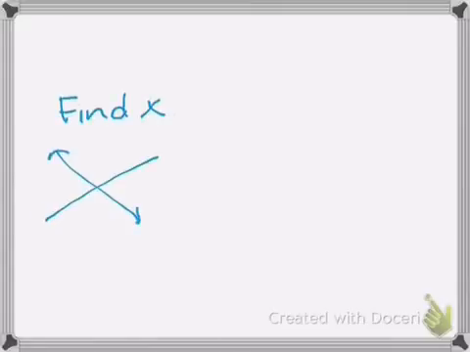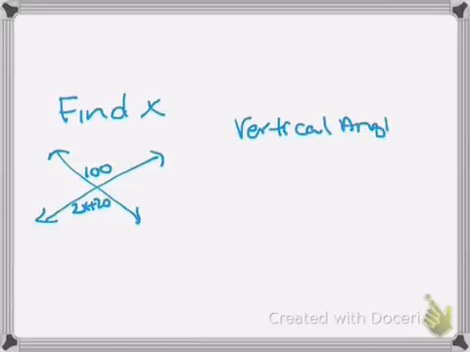Alright, let's find the value of x. So this is interesting. Let's see what angle measurements they give us. I see nothing to indicate a right angle. I don't have supplementary angles because the angles would be adjacent. They would be side by side if I were going to have supplementary angles. These are opposite angles, which means we have a case of vertical angles. That's the relationship happening here.